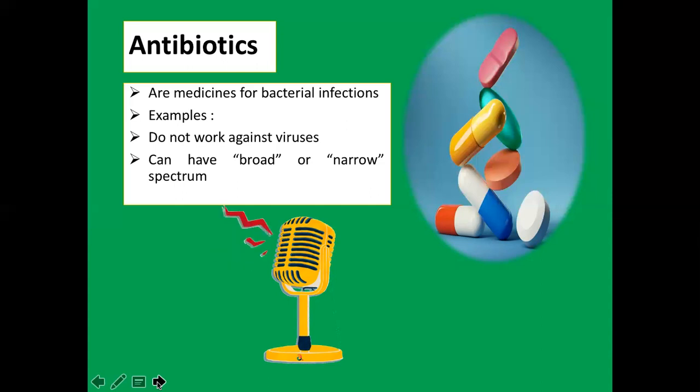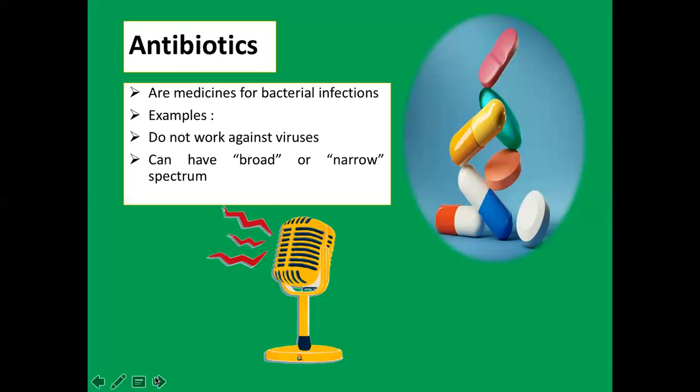variety of infectious diseases. So the narrow spectrum of activity, for example, only targets gram positive or only targets gram negative. But the broad spectrum activity of antibiotics can target both the gram negative and the gram positive bacteria. So that's the difference.